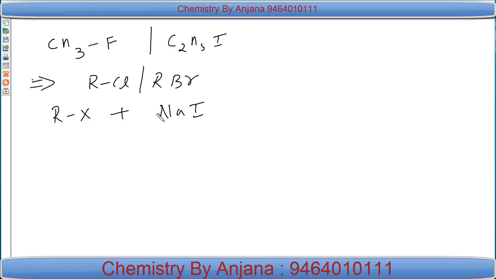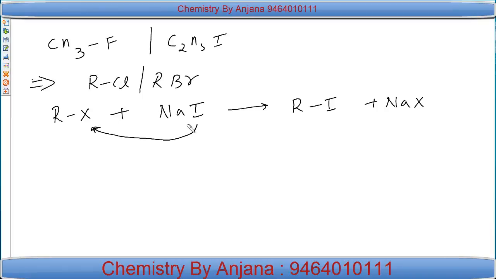When we are going to react this sodium iodide with RX, where X is chlorine or bromine, then we see halogen exchange is possible, and that halogen exchange will lead to RI, that is alkyl iodide exclusively, and then NaX. This alkyl iodide formed is just by substitution by iodide of this halogen X.